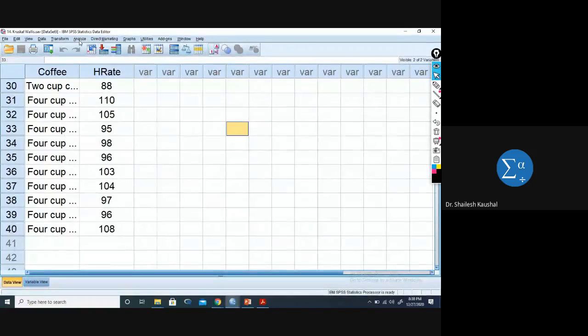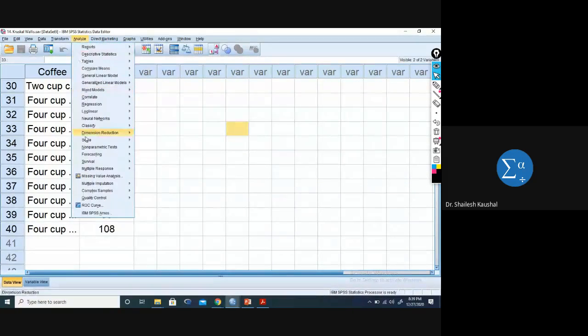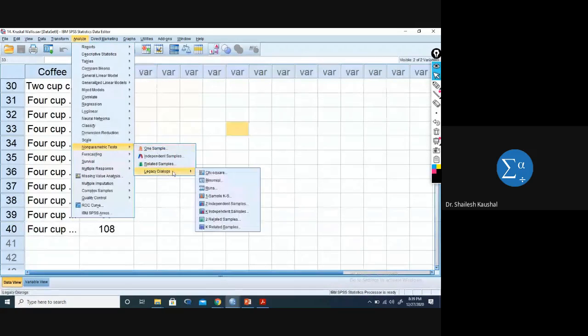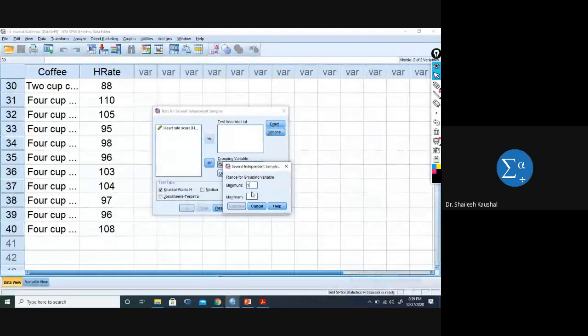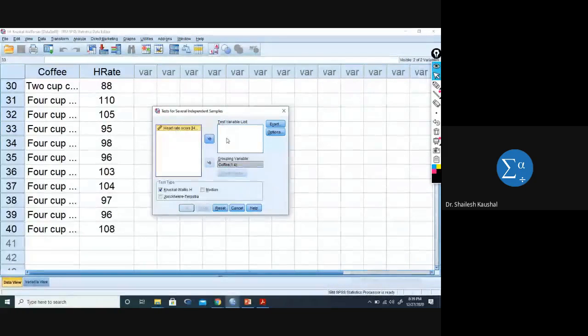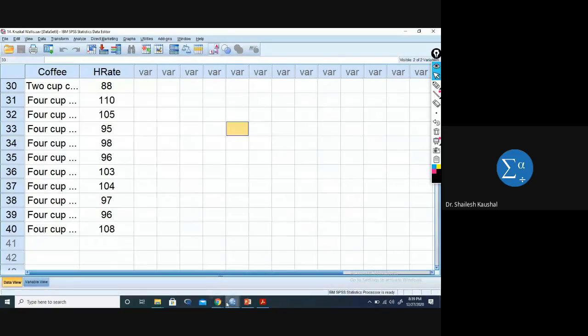It means we are using the Kruskal-Wallis test, equivalent to the analysis of variance. How to perform it in non-parametric? Analyze, non-parametric test, K independent samples. Coffee consumption I am transferring here. Define range: minimum 1, no cup coffee coded 1, and maximum 4. Then continue, and heart rate score I am transferring here. By default you can see here the Kruskal-Wallis test. Then OK, and after OK we will see the output.